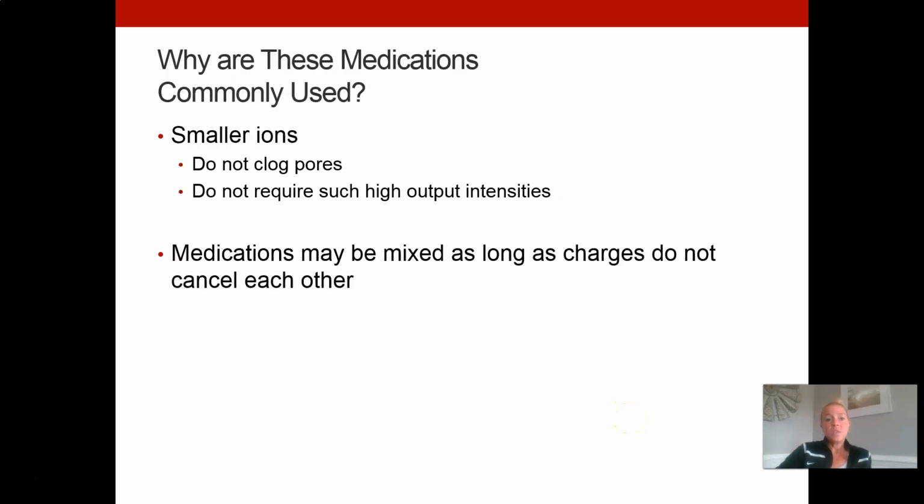So why do we use these medications over and over again? We use them because we know they have smaller ions. We know that they have a small enough molecular weight that they will actually fit through the skin pores. So we use the direct current to open up the skin pores, and then this medication can actually fit through. So it'll fit through the skin, and it doesn't require such high output intensities in order for that to happen.